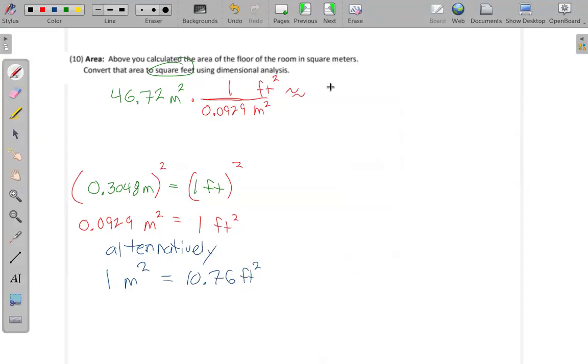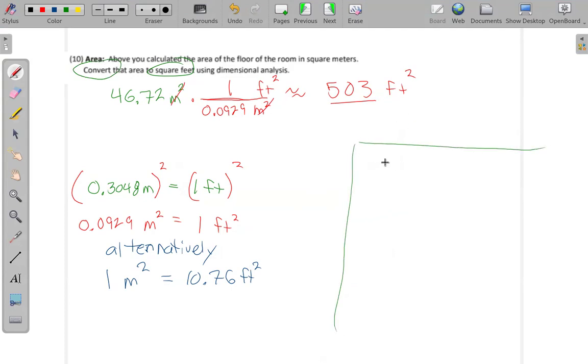So I'm just going to go 503 for the heck of it. And again, meters squared or square meters is gone, and so this is the answer in square feet or feet squared. Now, we happen to have measured the room in feet. So again, I was asked to do this by conversion, and that's the answer I get.